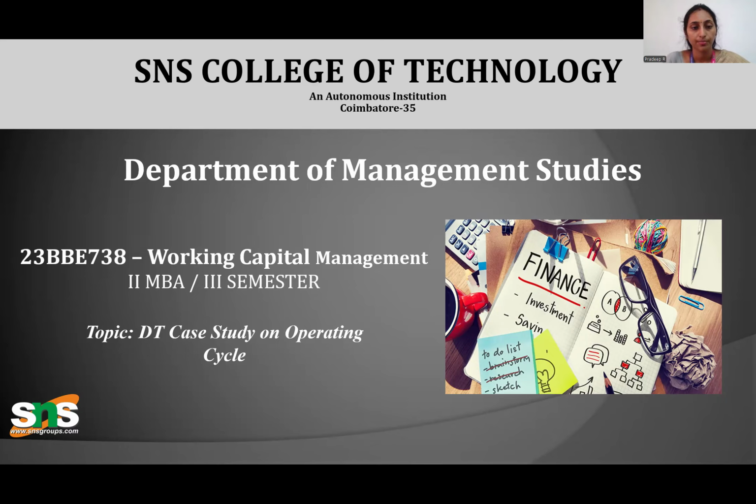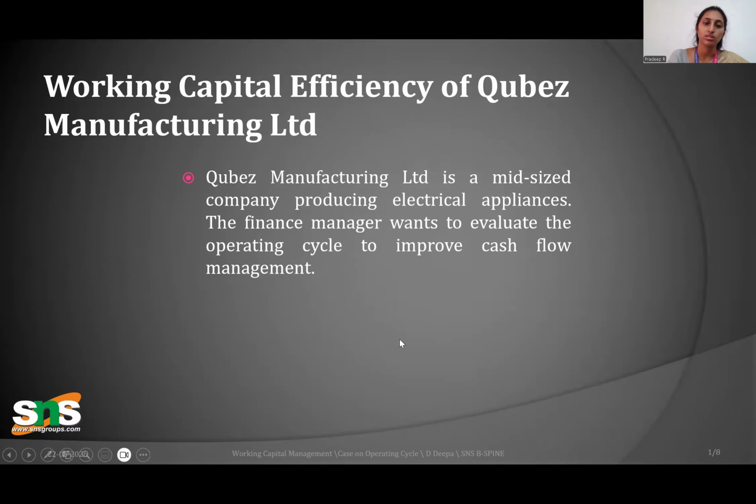Hello, dear students. In this session, let us understand a case-based discussion on operating cycle. Operating cycle is nothing but the entire cyclic process that happens in working capital. It starts from raw material, by paying cash to your suppliers. It is converted into partially completed goods, next to fully completed goods, and then you sell it to customers and again get cash. The entire process is called the operating cycle.